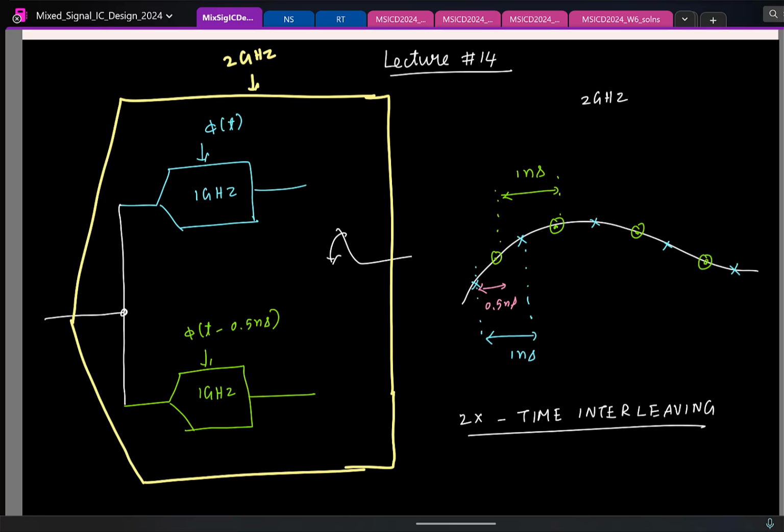Now of course you don't necessarily have to stop at 2x interleaving, you can extend this to any value of N. Let us say you have an ADC that can sample at fs by N, but you want to realize an ADC effectively sampling at fs. What would you do now? You put N of the ADCs in parallel, so you'll have N identical copies.